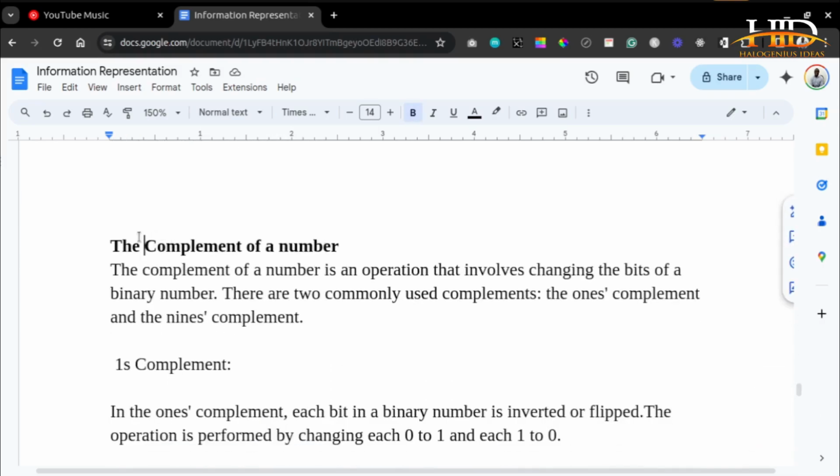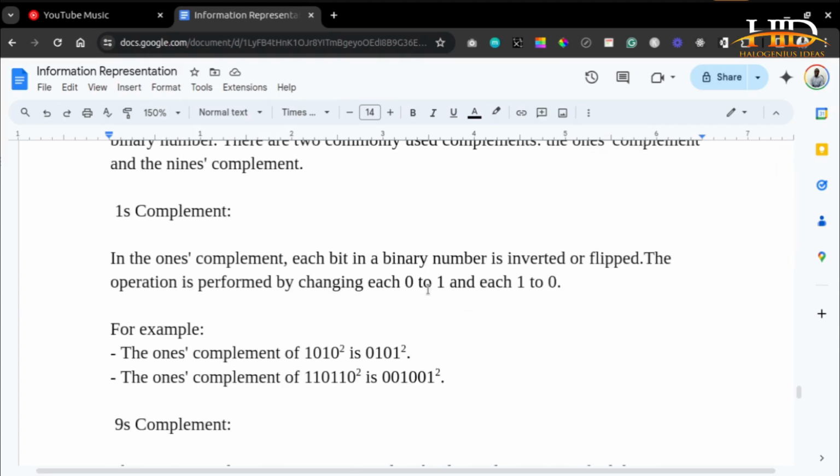We also have what we refer to as the complement of a number. The complement of a number is an operation that involves changing the bits of a binary number. There are two commonly used complements. We have the ones complement and the nines complement. We also have the twos complement, but I'm going to be taking the ones complement and the nines complement here. In the ones complement, each bit in a binary number is inverted or flipped. The operation is performed by changing all the zeros to ones, then all the ones you change them to zero.